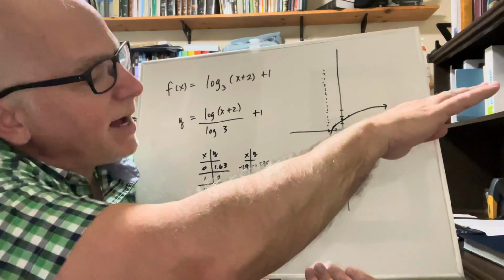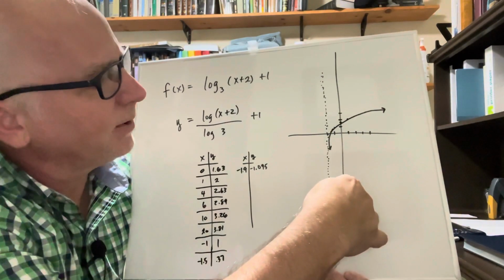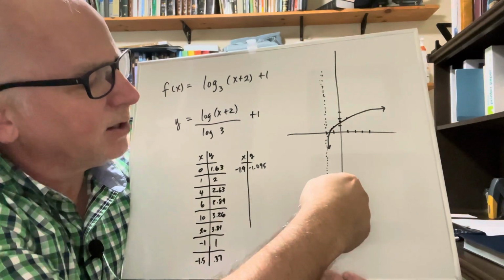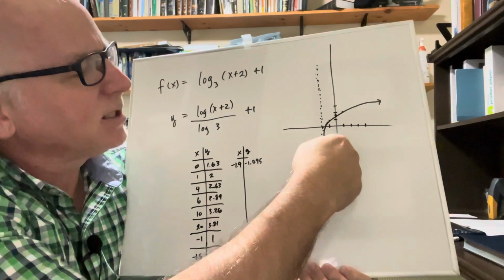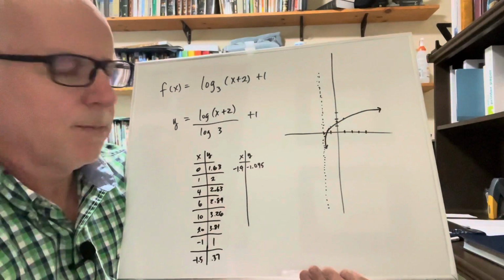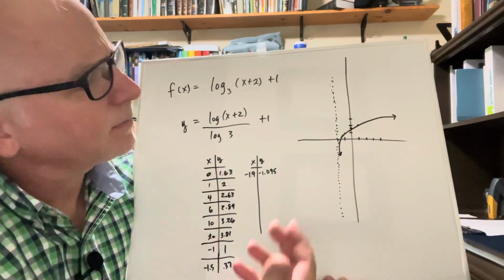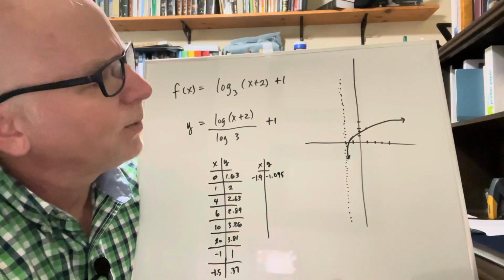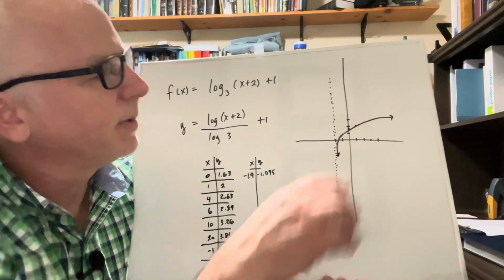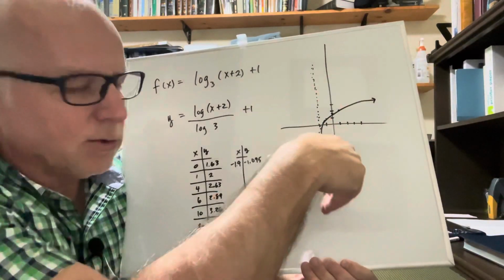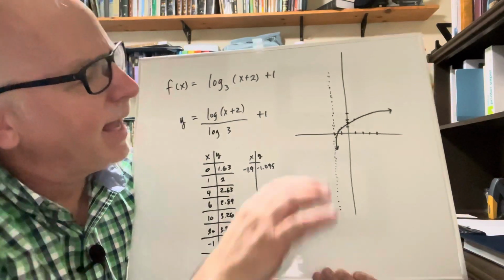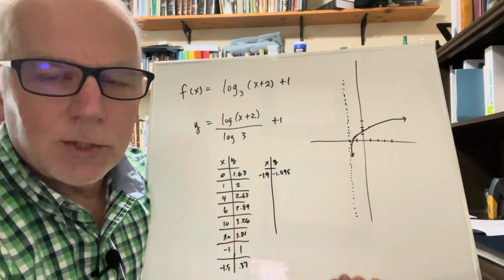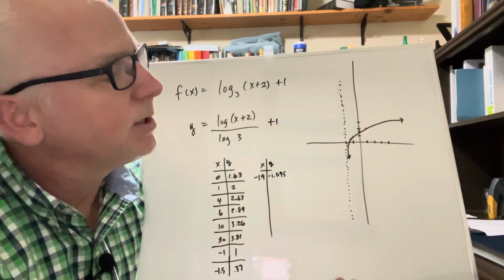So this goes to the right forever, it goes up forever. It's coming out of -infinity here, very close to this asymptote, and then gradually turns and goes that way. So the domain is x values greater than -2. The range would be all the real numbers because this goes up forever, it goes down forever. As x approaches infinity, y approaches infinity, or f of x approaches infinity.